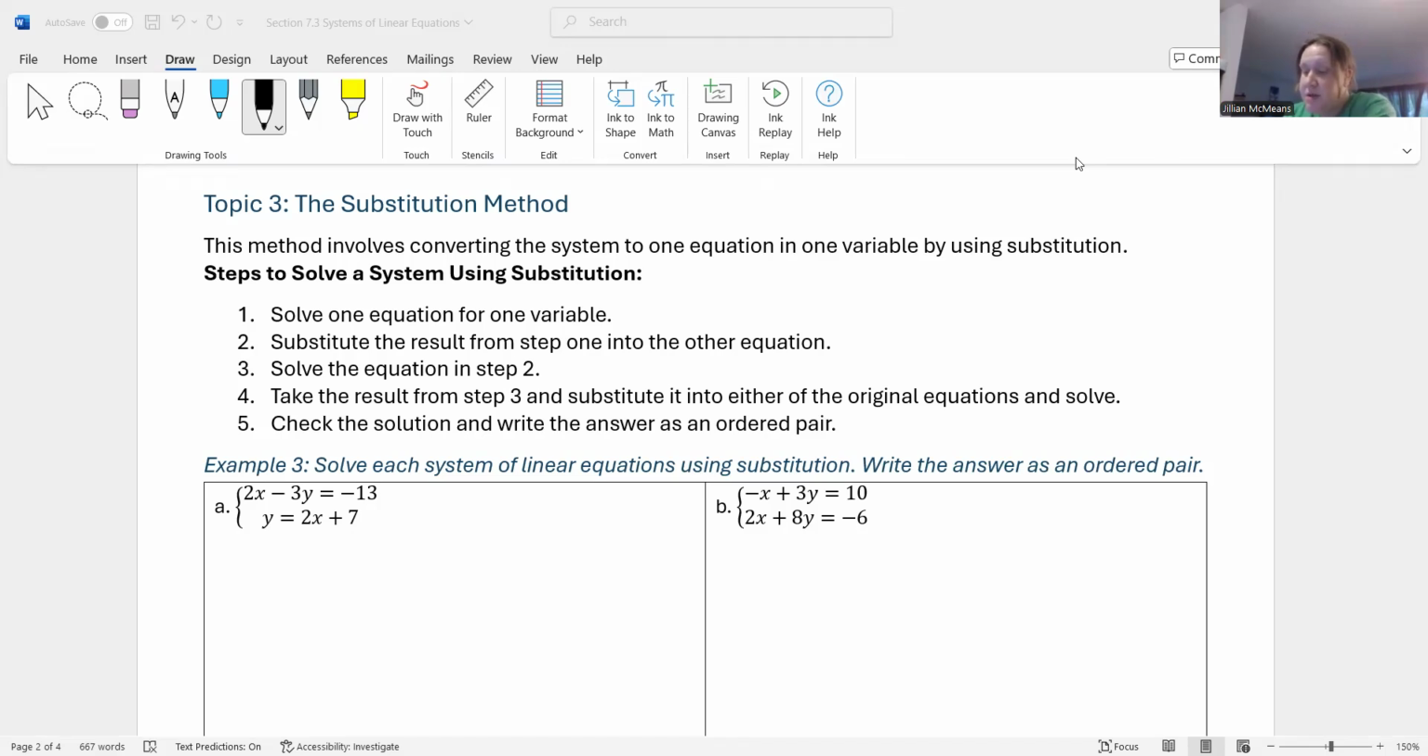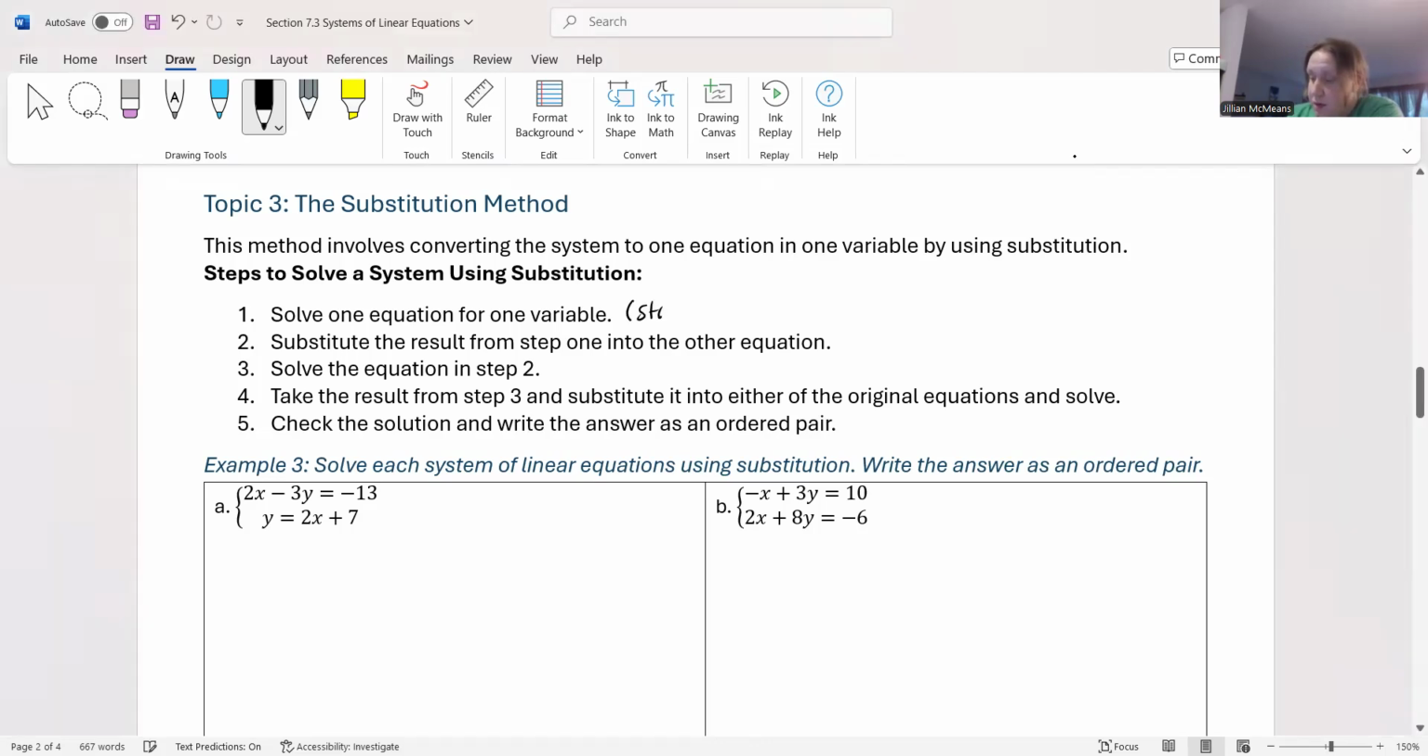All right. So this method involves converting the system to one equation and one variable by using substitution. Okay. So how do we do this? Well, there are 5 basic steps. Okay. So the first thing you want to do is take one of the 2 equations and solve that equation for one of the 2 variables. Okay. Now you could take either equation and you could solve for either variable. Okay. However, be kind to yourself. Look for an equation and a variable that has a coefficient of 1 or -1. That's always going to be the easiest one to solve for.